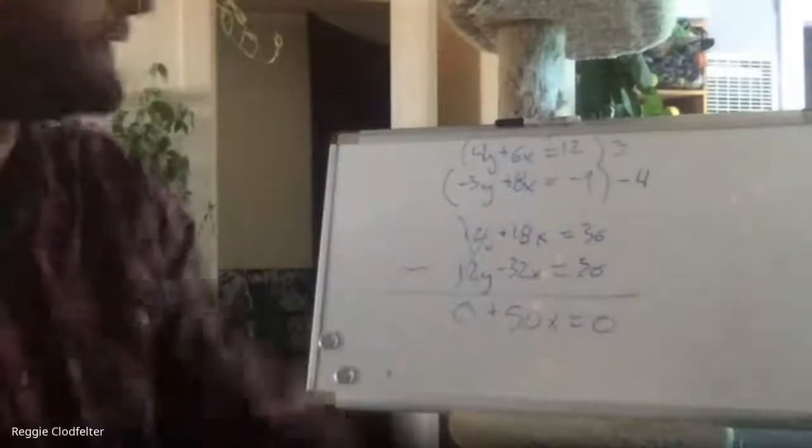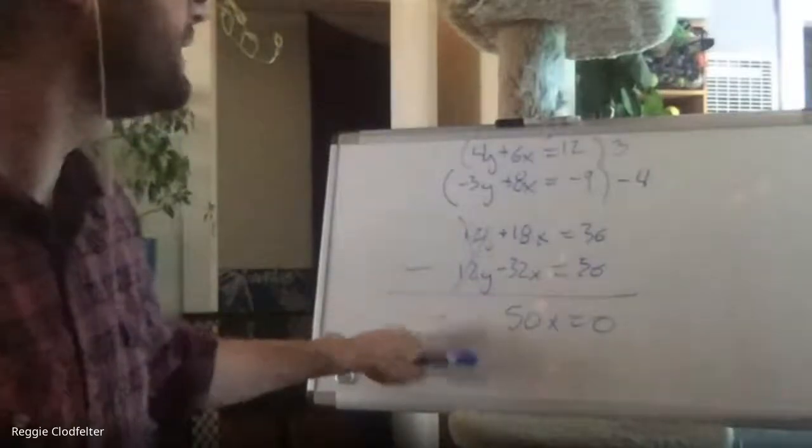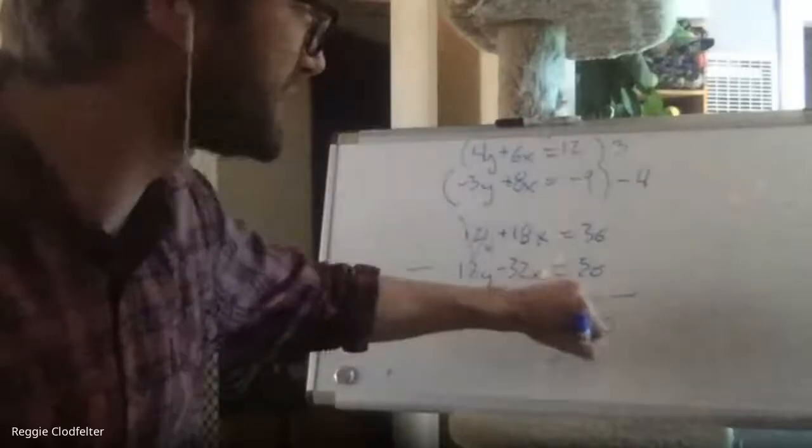Yeah. Wait, 18 minus 32 is not 50. 18 minus negative 32. Oh. So what would it be? So I'm going to just get rid of that. So what times 50 equals 0? 0. So what does x equal? 0. So that means that y equals 3.